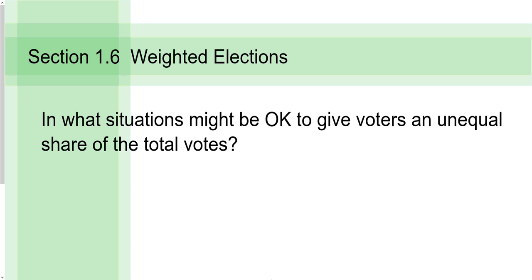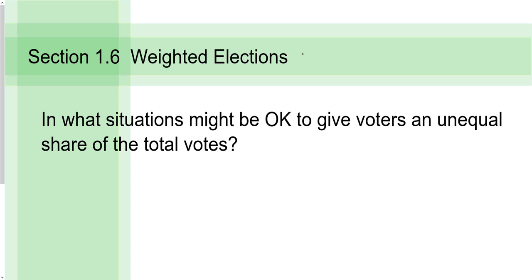All right. Hello, everyone. This is the final section from Chapter 1. This has to do with weighted elections. Okay, so what is a weighted election? A weighted election is a situation in which each voter has an unequal share of the total votes.